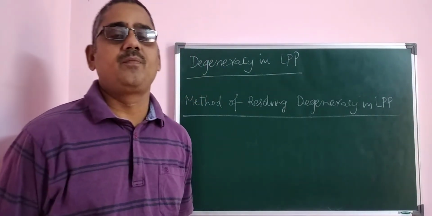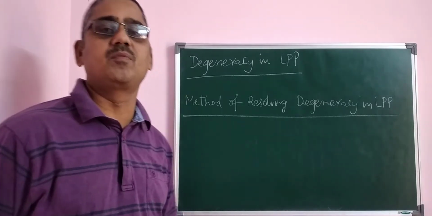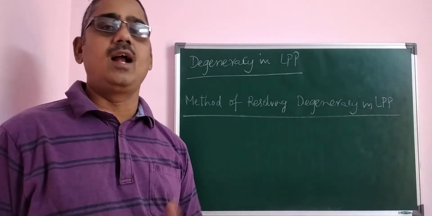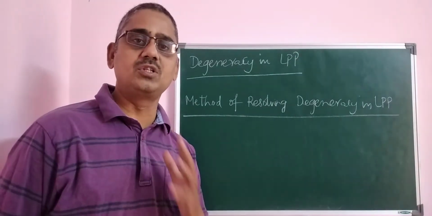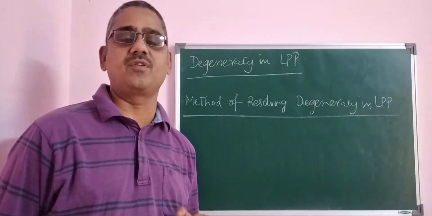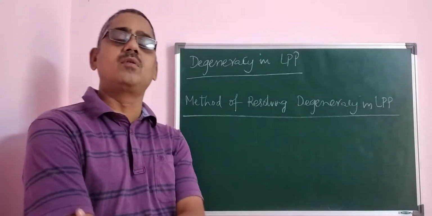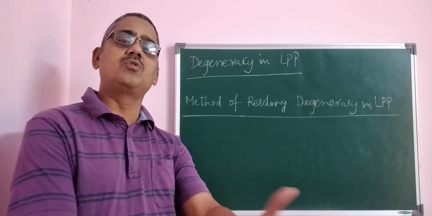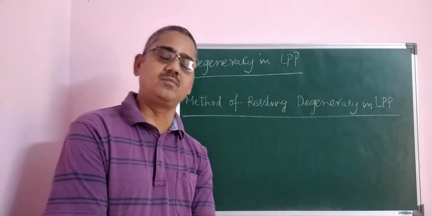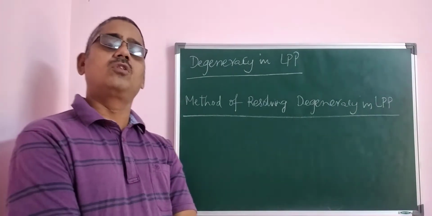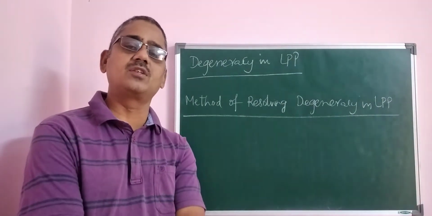In this lesson, I discuss degeneracy in a linear programming problem, the definition, and the method of resolving degeneracy. How to resolve this problem of degeneracy in a linear programming problem. In solving a linear programming problem by using some simplex procedure, we may get this kind of degeneracy problem. There are two particular ways you may get the degeneracy problem.